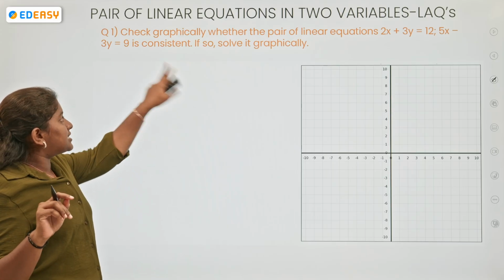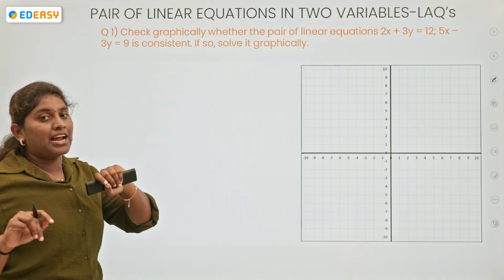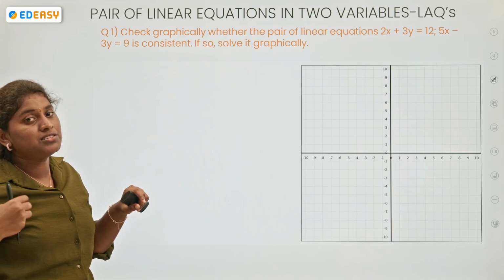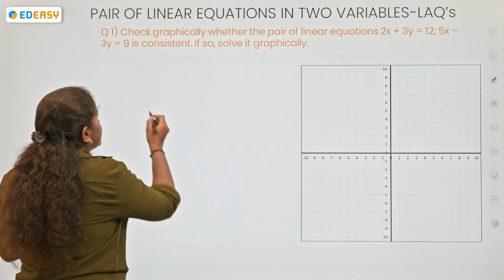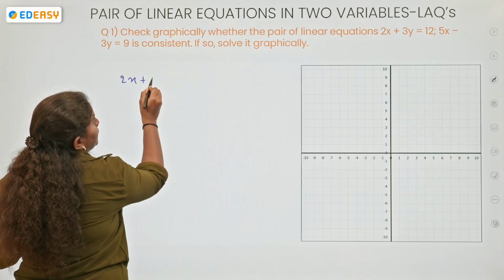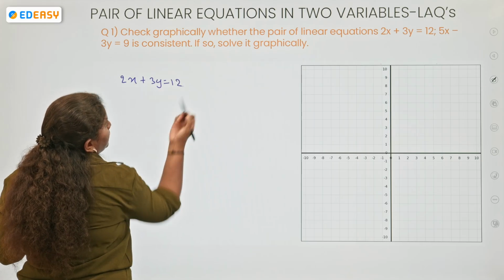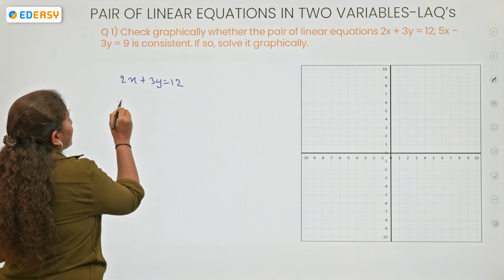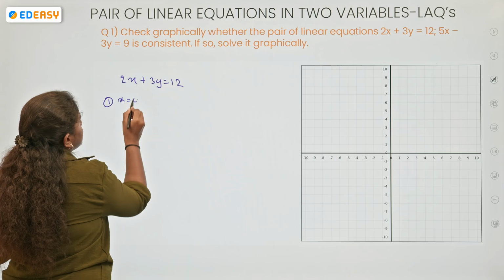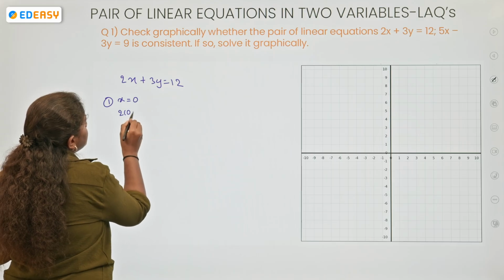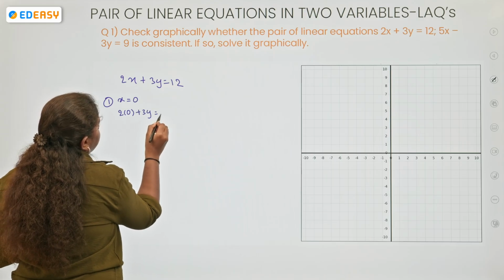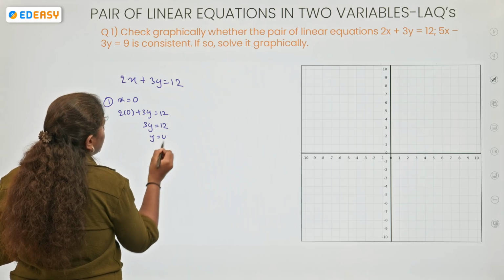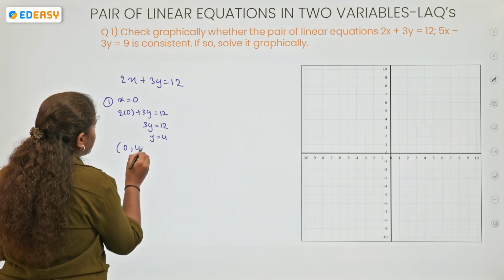Okay, if consistent, then solve it graphically. It means if they are consistent, from the graph you need to find the solution. Clear? Let's take the equation 2x plus 3y equals 12. How will we solve graphically? First, take x equals 0. Now, 2 into 0 plus 3y equals 12. It means 3y equals 12 and y equals 4. We got the first point as (0, 4).